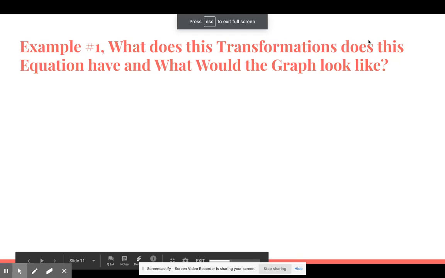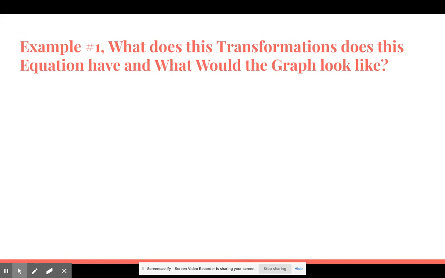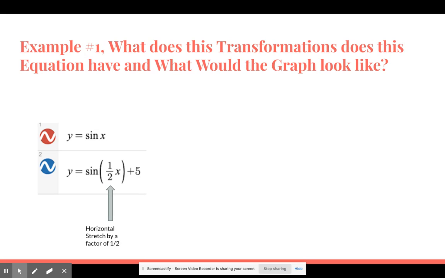So let's do an example. What does this transformation equation have, and what will the graph look like? So if this is our transformed equation, what transformations occurred here? Well, we have a 1/2 inside the parentheses, so that shows you have a horizontal stretch by a factor of 1/2. And then you add a 5 outside of the parentheses, which shows you have a vertical translation up 5.